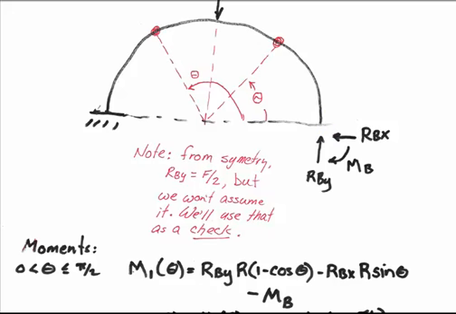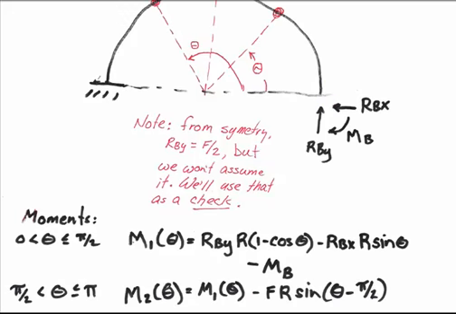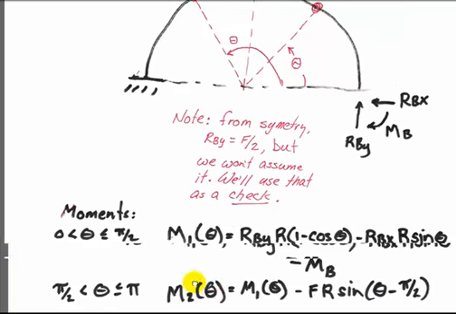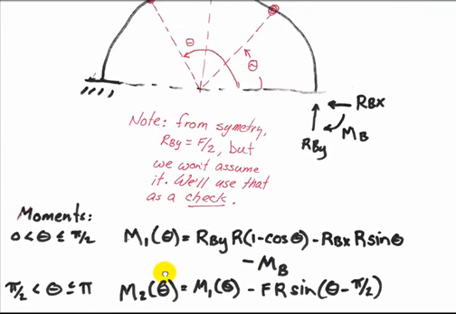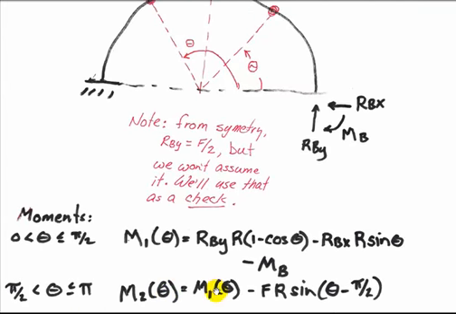My moment in the second region, taking moments about this point, gives me all the terms. The moment in the second region as a function of theta still gives me everything that I had in the first region. So I just wrote down M1 of theta here. That in effect includes all of these terms.